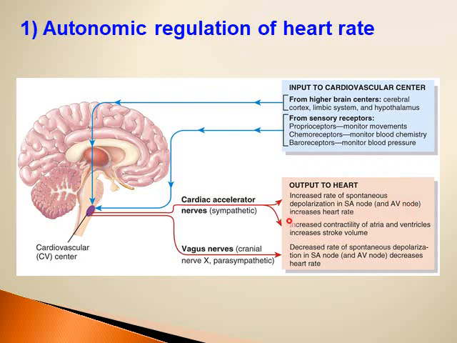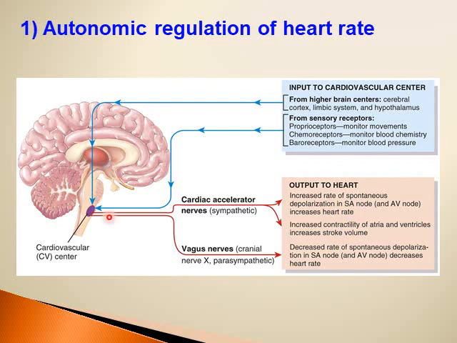The cardiac accelerator nerves also increase the contractility of the atria and ventricles, and this will increase the stroke volume. So the sympathetic, by increasing heart rate and increasing the stroke volume, will increase the cardiac output, which is the product of heart rate and stroke volume.